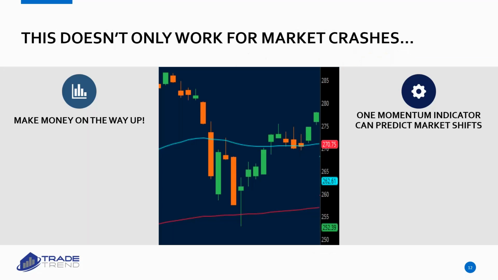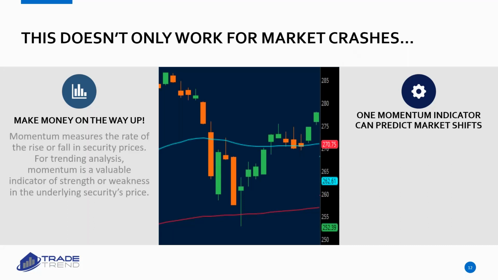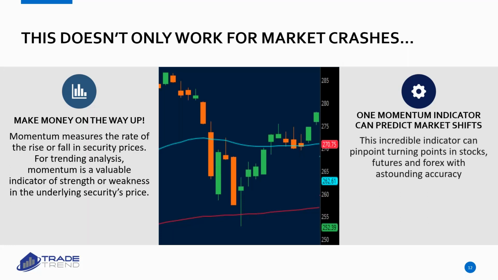And it doesn't just work for crashes. So we're focusing in on the market corrections we saw in 2018, but it also works on the way up. So it does so because it measures the rate of rising and falling security prices. Okay, so this is a chart in the center of this screen of the S&P 500 ETF, the SPY. And this indicator actually can pinpoint turning points in stocks, futures, and forex with astounding accuracy. And it did that on this daily chart of the SPY.